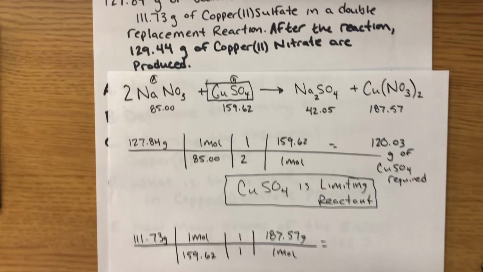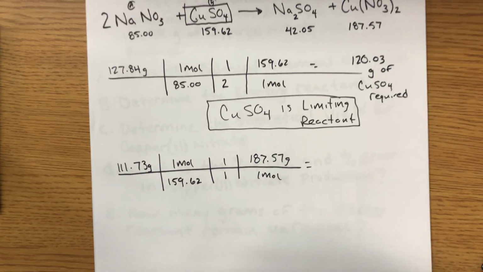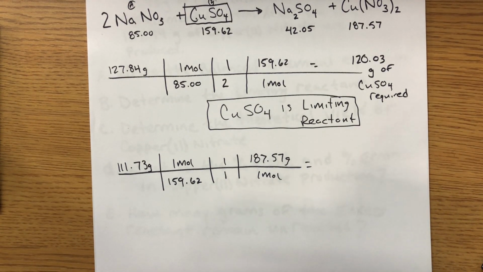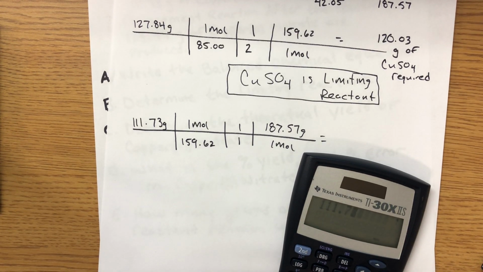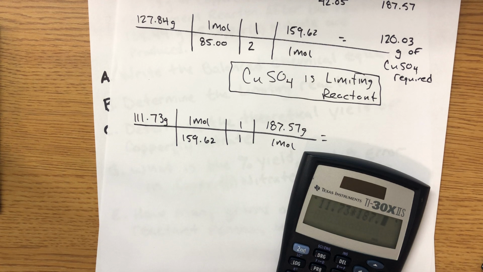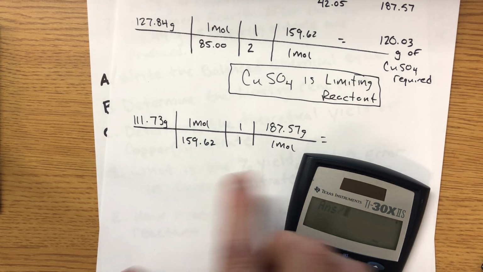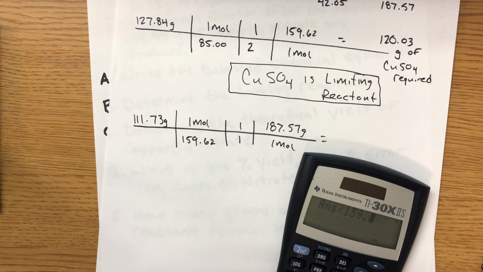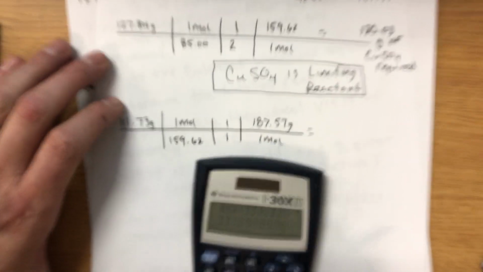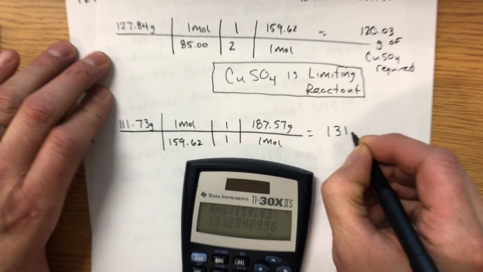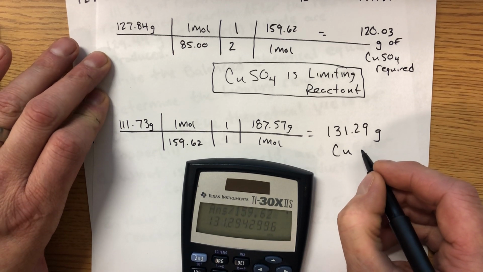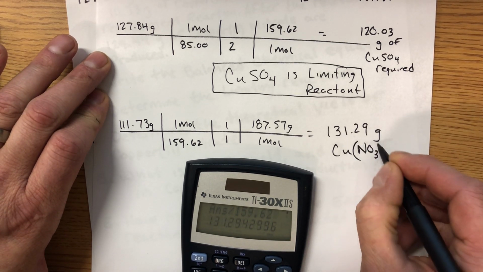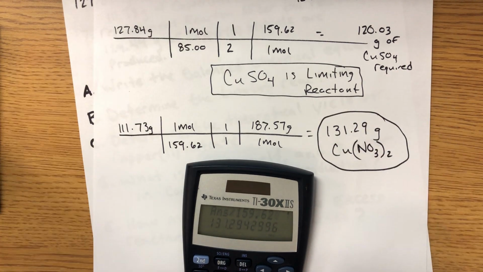So this calculation is going to give us the theoretical yield of copper 2 nitrate based on the limiting reactant. We'll do the math on that. Times 1 times 1, that's good. 187.57 divided by 159.62. Okay, so that gives us a theoretical yield of 131.29 grams of Cu(NO3)2. So that's our theoretical yield.